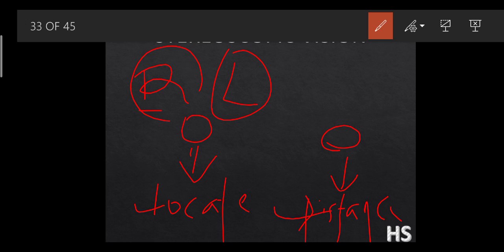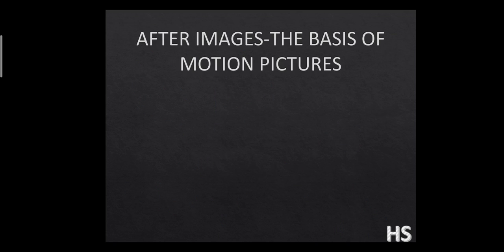And in a single eye you could either locate perfectly or you could find the distance perfectly. Okay, after image, the basis of the motion pictures. See, in movie theaters you have often seen that part.